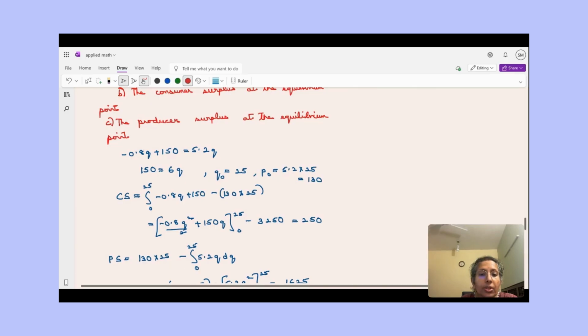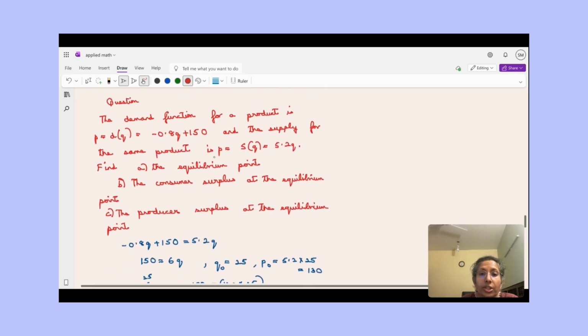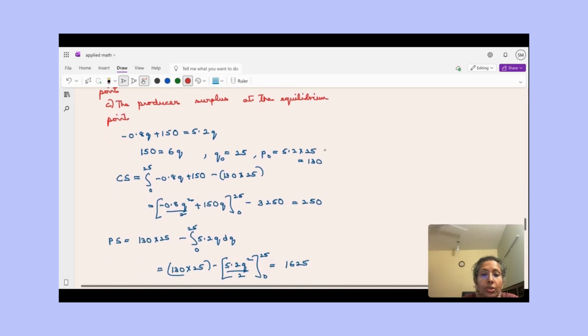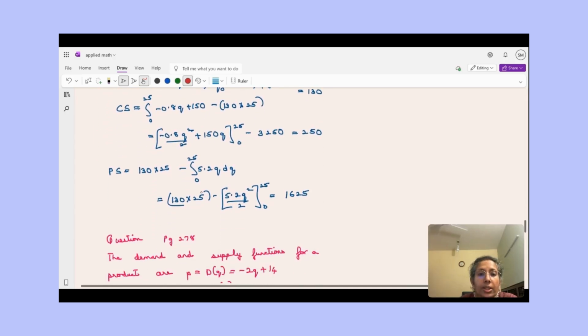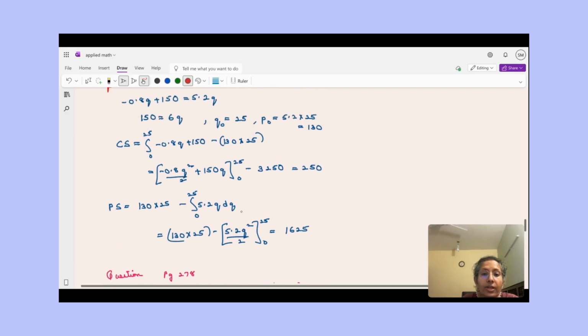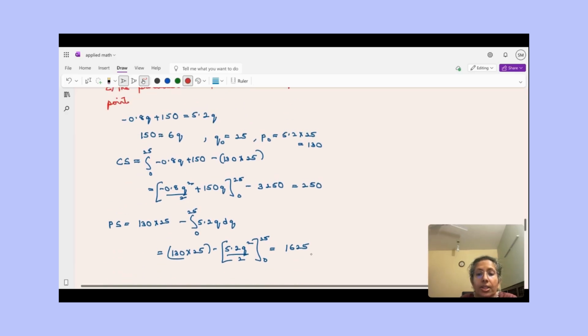Producer surplus is P naught Q naught minus integral 0 to Q naught of the supply function, that is 5.2q. So that will give you 130 into 25 minus 5.2 integral q is q squared by 2 within the limit 0 to 25, and simplifying you get the answer as 1625.